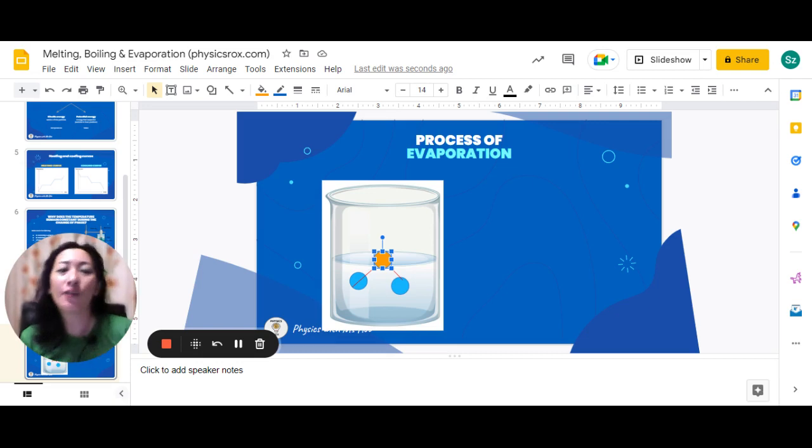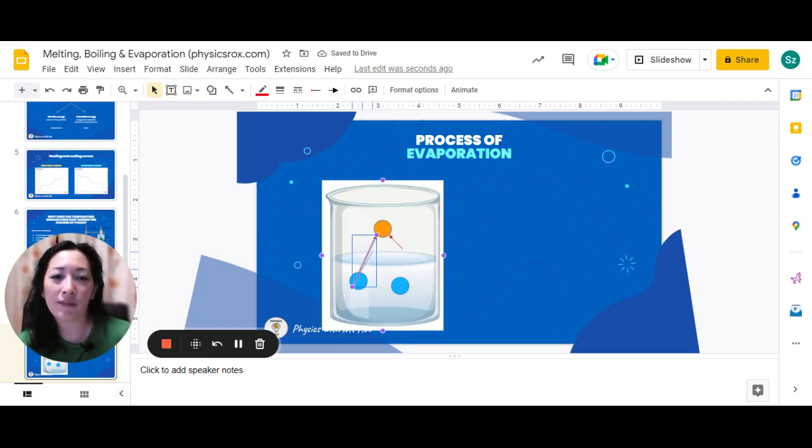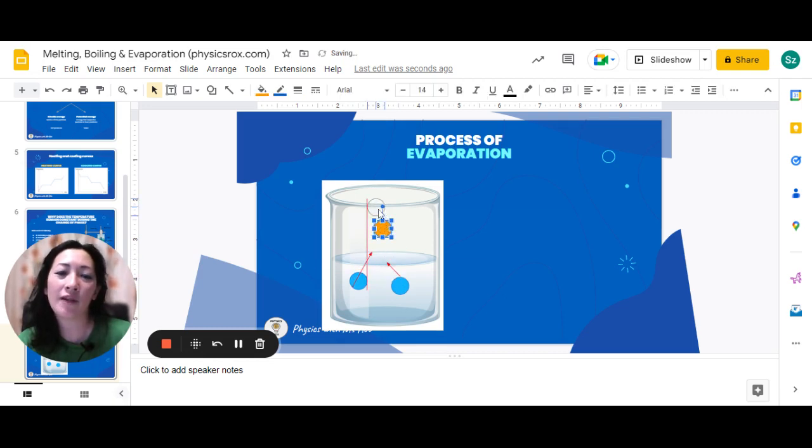Go, go, go. So this particle would absorb heat energy from the other particles, and once it's absorbed enough heat energy, this is converted to kinetic energy, so it's going to vibrate and eventually make its great escape. So now this particle has absorbed heat energy from the other particles, which means that these particles have lost their energy. So what you'll find is that the lower energy particles would remain in the liquid.